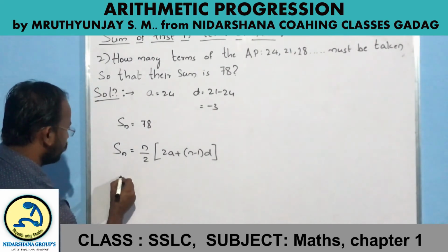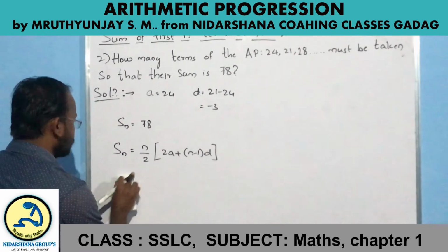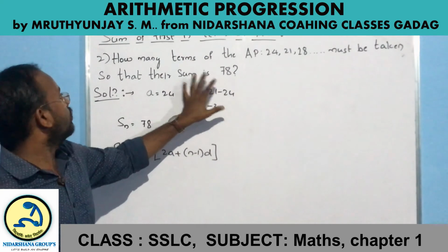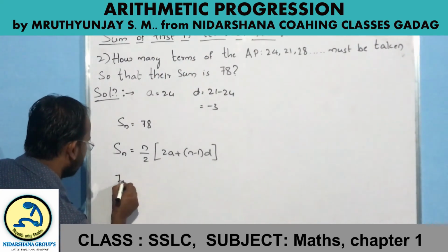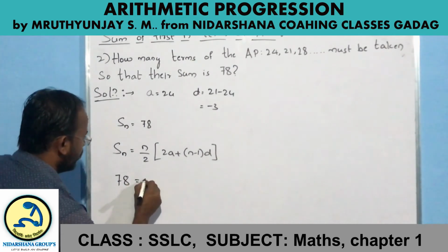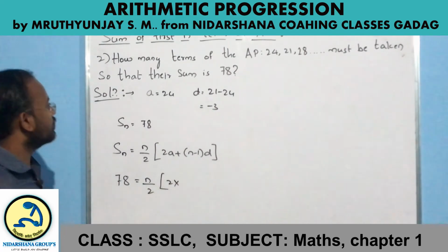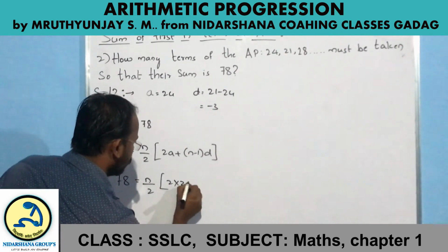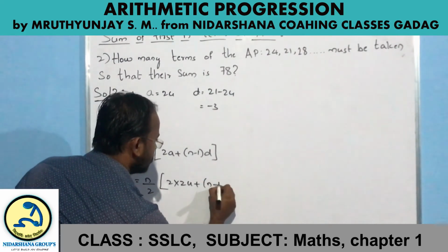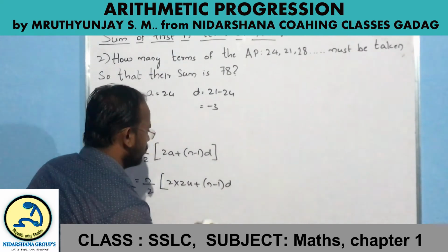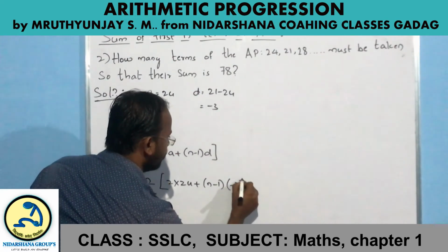Okay, so we don't know the value of n here, so I will keep it as it is. He has mentioned in the problem that the sum of some terms is equal to 78. So in place of Sn I will write 78, sum is 78. We need to calculate n here, number of terms, divided by 2 into 2a. What is the first term here? 24 is the first term. 24 plus, we need to calculate n here, so I keep it as it is, n minus 1 into d. So d is the common difference that we have calculated, that is minus 3.